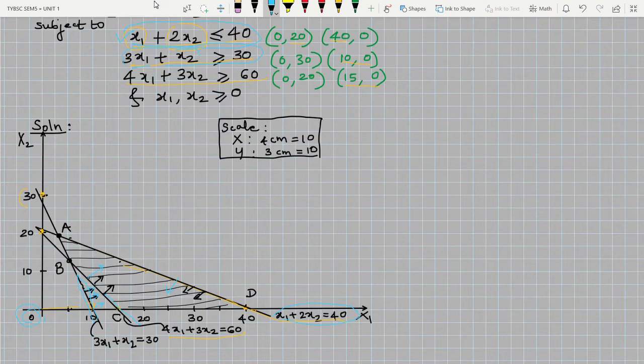Now we have to find the common region, and that region is called the feasible region. This is also seen in the first video. For the common region, you want the lower part of this line, the upper part of this line, and the upper part of this line.